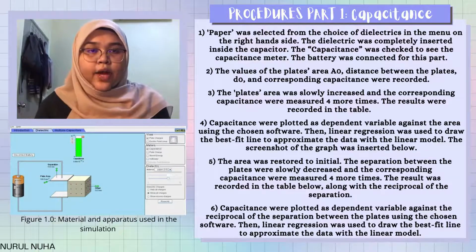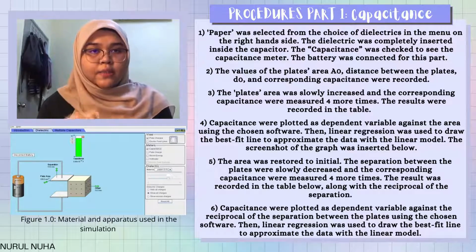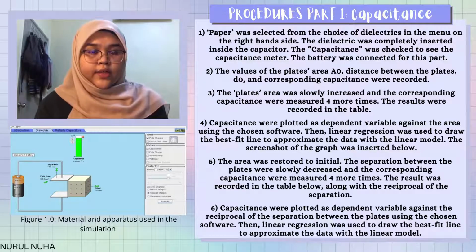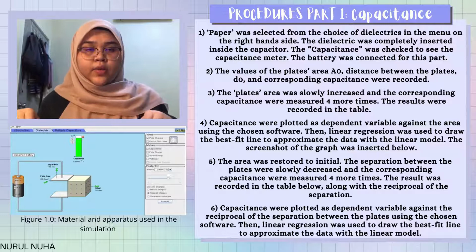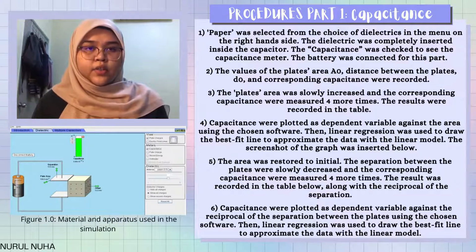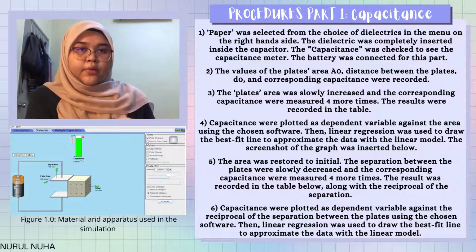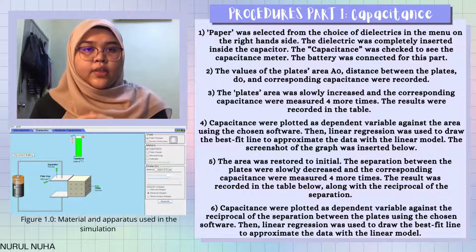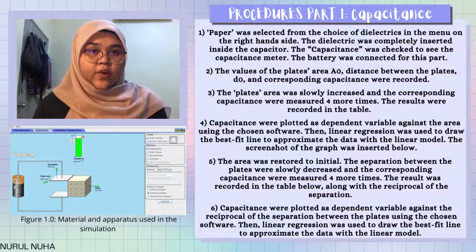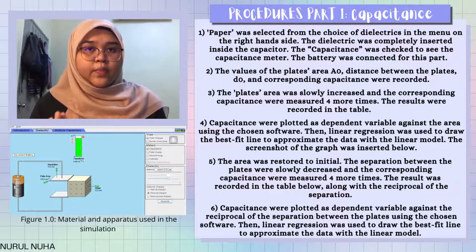Next, let's take a look at the procedure of part 1, which is capacitance. This procedure was conducted on a simulation with the link provided. As you can see, the diagram below me shows that the material and apparatus were set up according to the procedure that was stated. We used paper and all the materials above on the simulation in order to study how the capacitance varies with the separation between the plates and with the area of the plates.